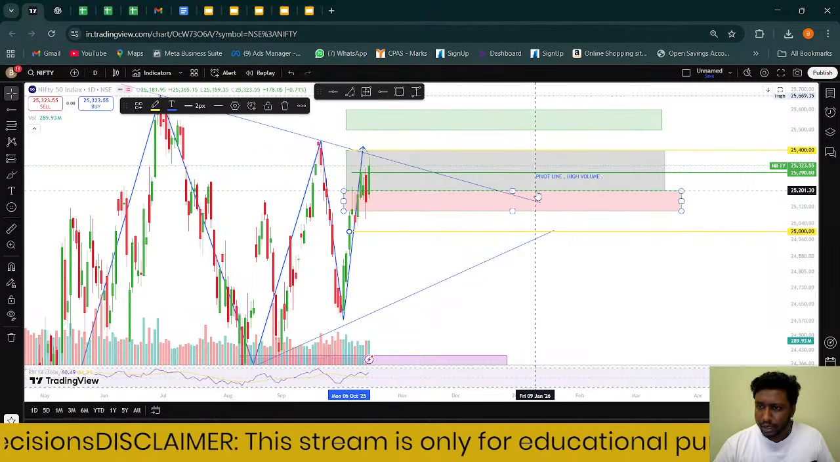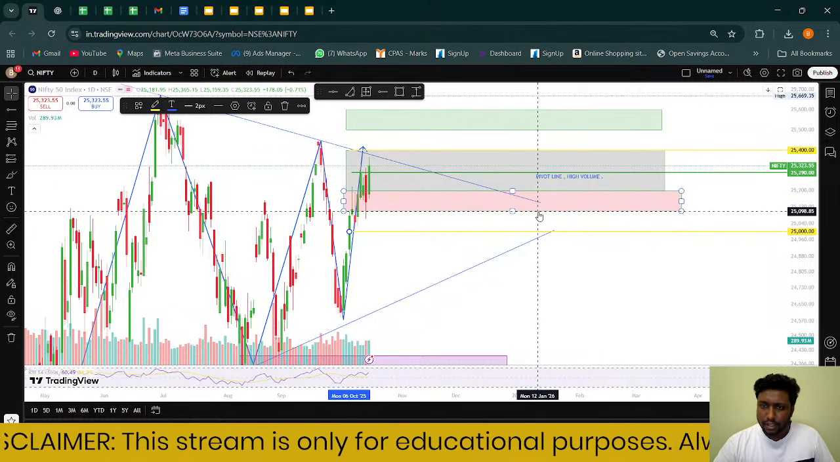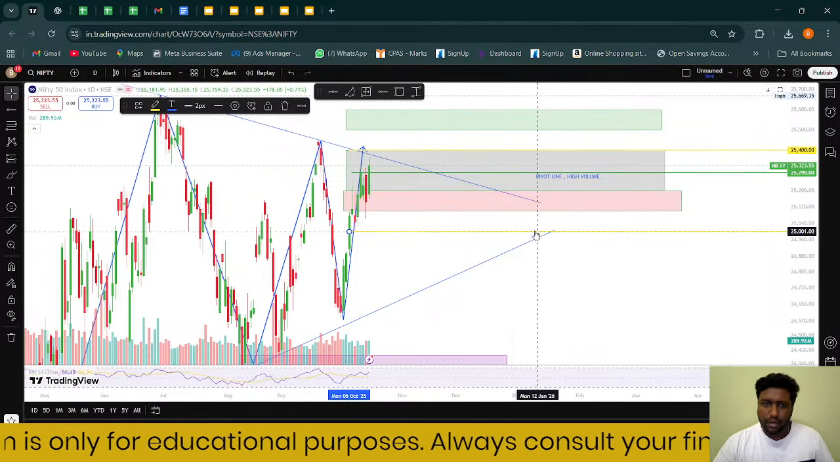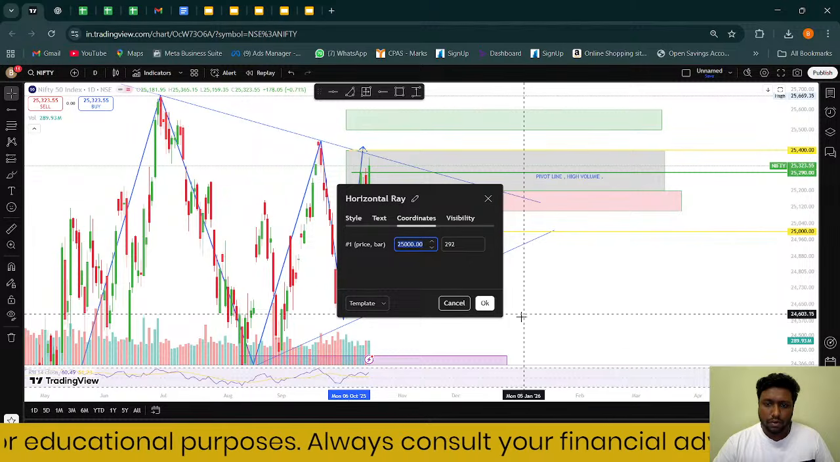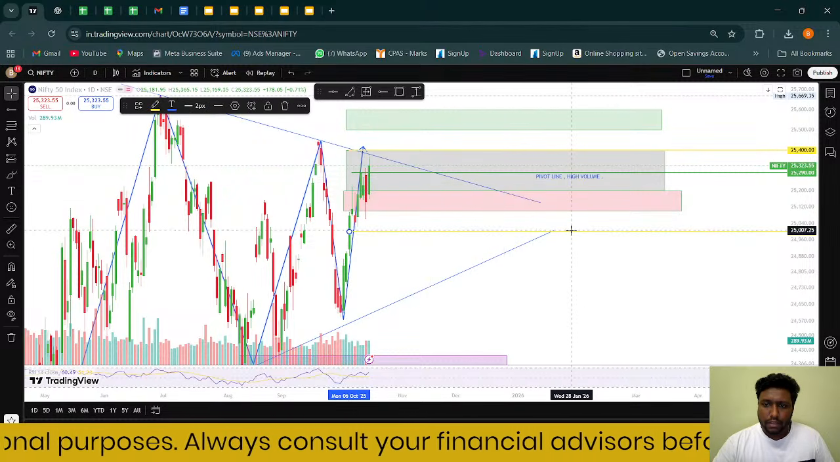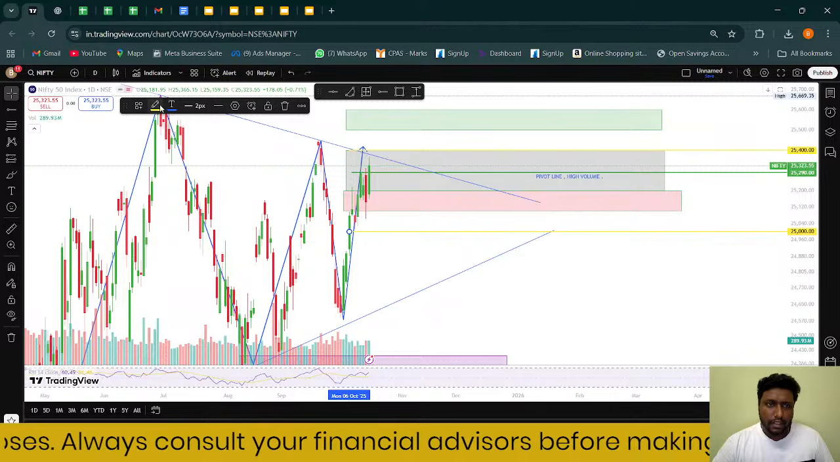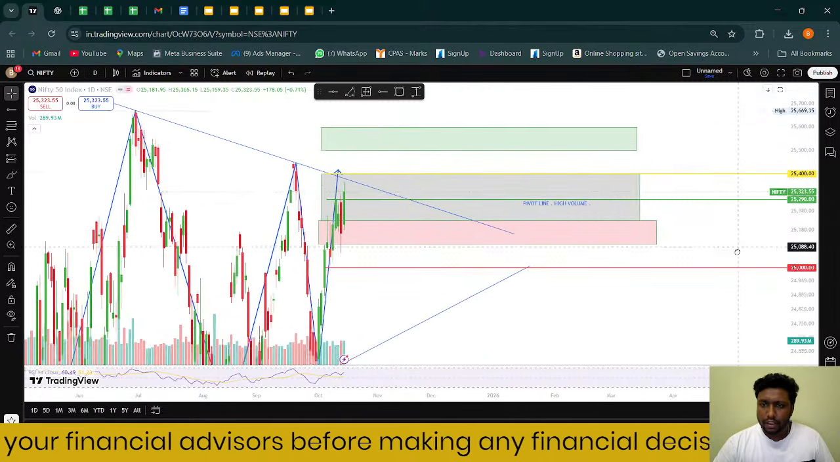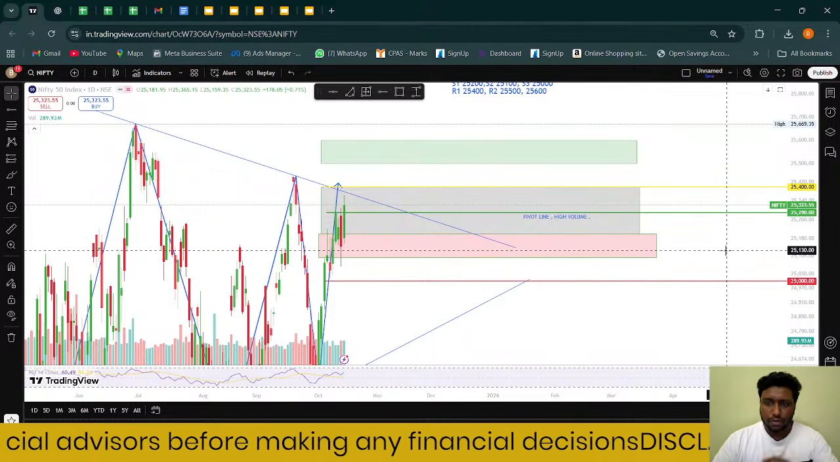So if support one is broken and tested, and with similar sentiment it keeps coming down, definitely the 25,000 level is going to be retested. As long as it stays above this 25,000 level, I see a buy the dip opportunity in Nifty. So these are the levels and zones for the day.